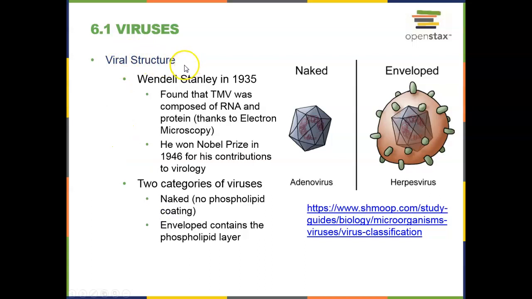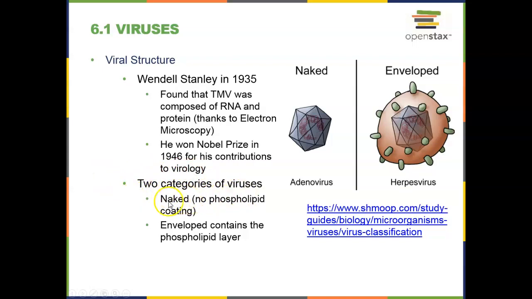The structure of the virus was actually found by Wendell Stanley in 1935. He is the one who figured out the tobacco mosaic virus was composed of RNA and protein, and he was able to see the structure using electron microscopy. He won a Nobel Prize in 1946 for his contributions to the field of virology.